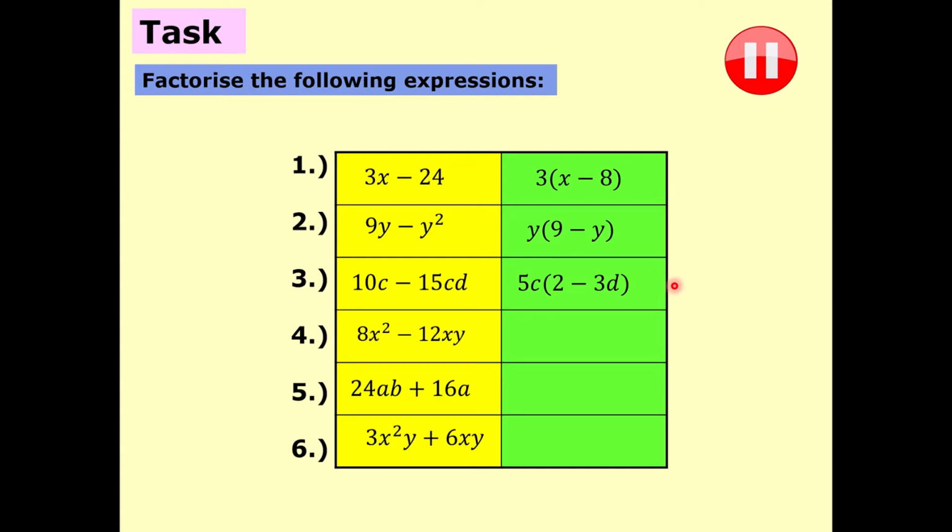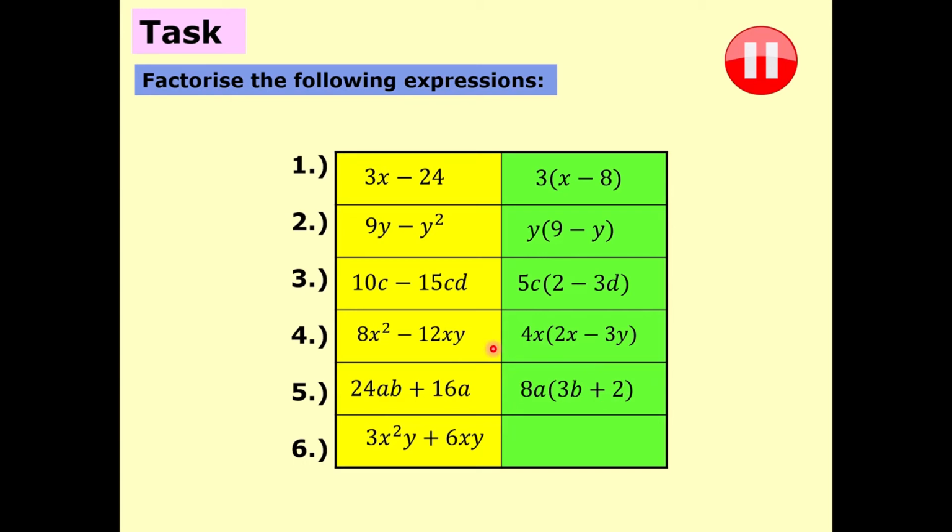8x squared subtract 12xy. We've got a common factor of 4x here, so 4x should be on the outside of your bracket. So 4x bracket 2x subtract 3y. For question 5, we've got a common factor of 8a, so 8a should be on the outside of your bracket. And so 8a times 3b to give us 24ab, and then 8a times 2 to give us 16a.